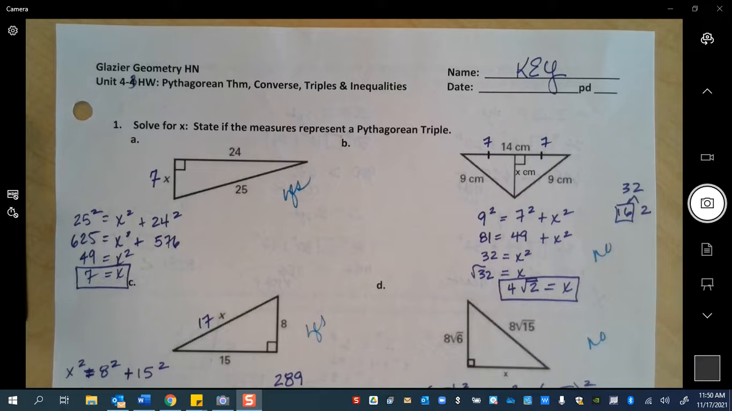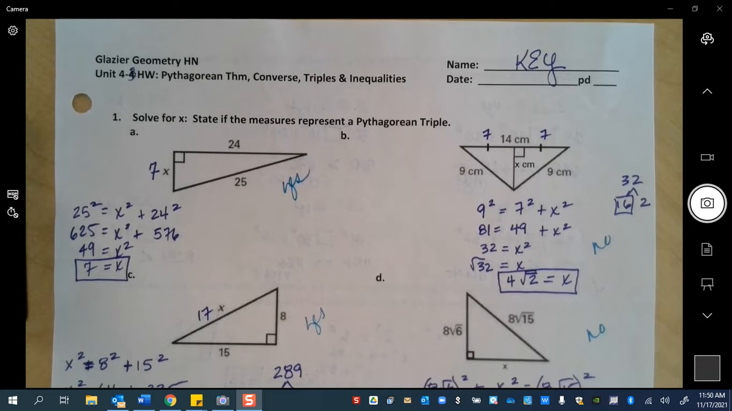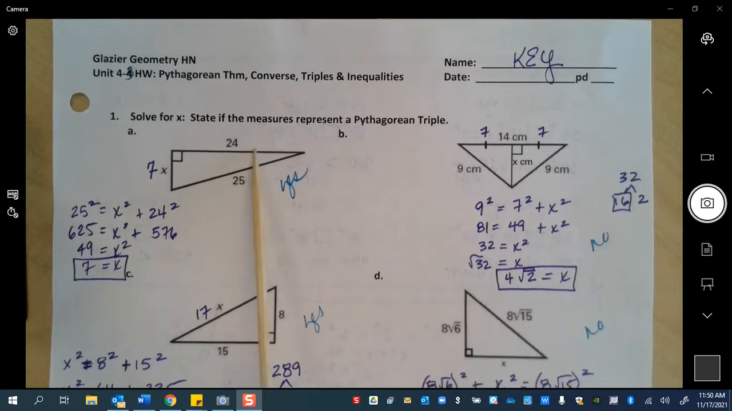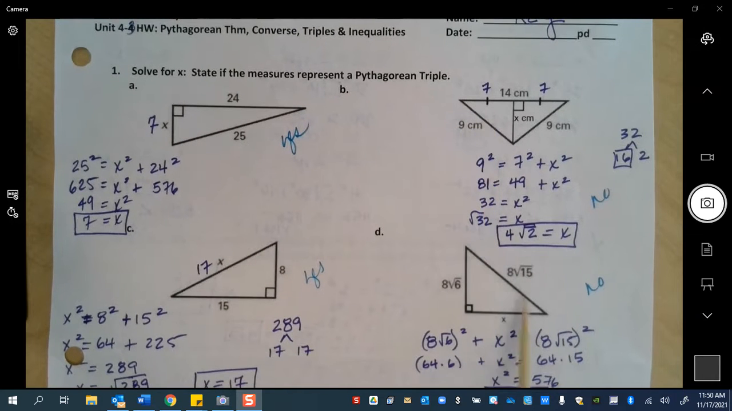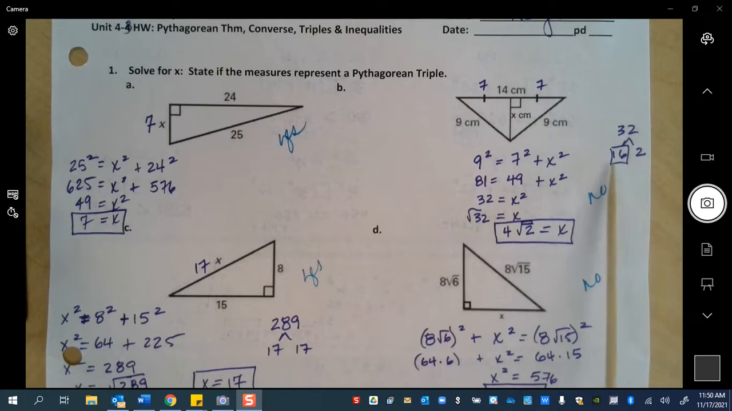All right, solve for x, state if the measures represent a Pythagorean triple. Yes, because these are all whole values. No fractions, no radicals. This one, why no? Yeah. And notice I show my work over here on how I split out.